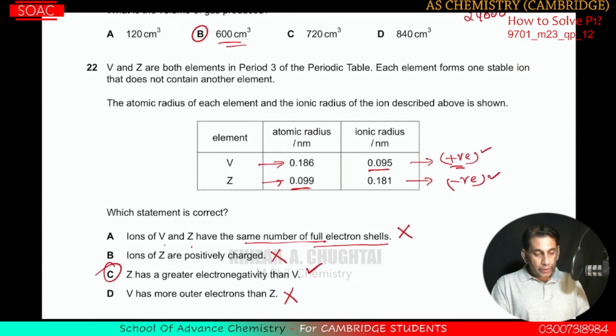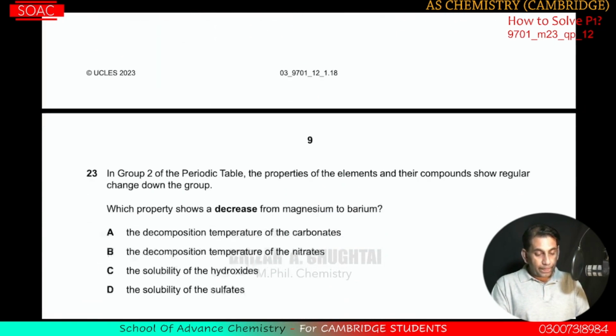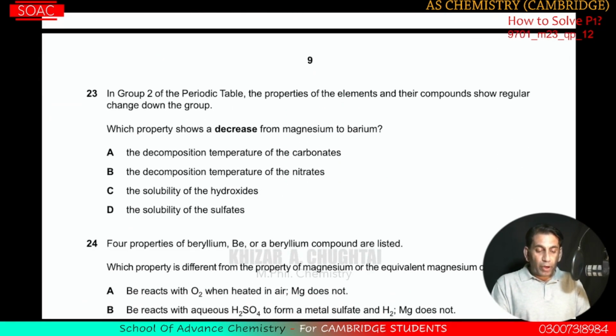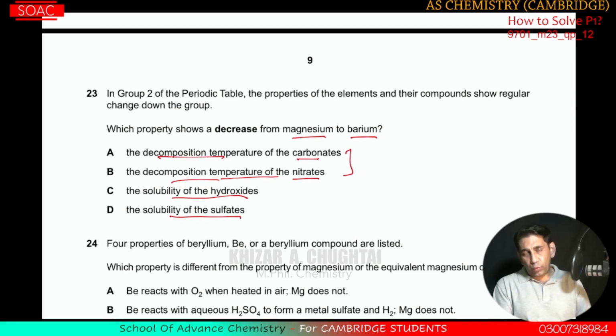Question number 23. In group 2 of the periodic table, the properties of the elements and their compounds show regular change down the group. Which properties show a decrease from magnesium to barium down the group? Decomposition temperature of the carbonate, decomposition temperature of the nitrate, I mean thermal decomposition of the carbonate and nitrate, solubility of the hydroxide, solubility of the sulfate. Four options are over here.